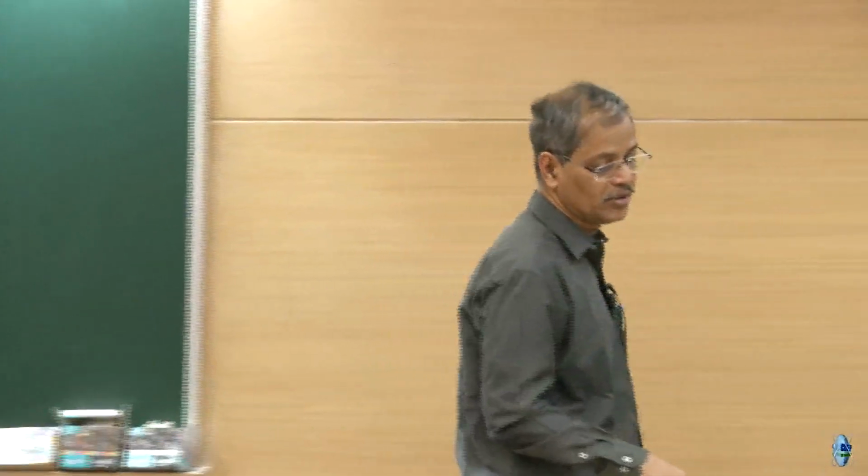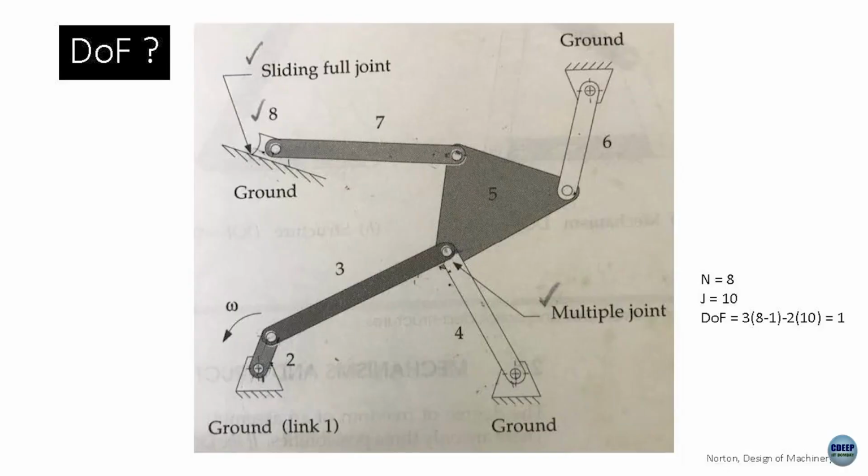Let us look at some examples to illustrate how this formula can be applied. We have already done that in the previous class. I want you to look at some more mechanisms in today's class so that you are fully conversant with this approach, not just the formula, but the thinking behind the formula: that you need to look at the number of links, their original degrees of freedom, and how many of those degrees of freedom have been knocked off by the constraints that we have imposed.